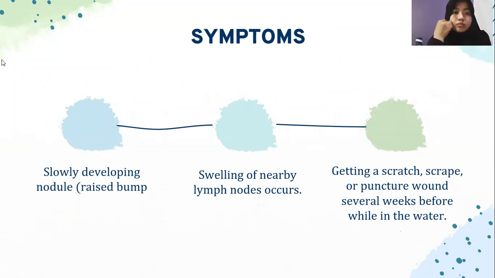Thank you, Habibah. Next, about the symptoms of fish tank granuloma. Typically, a patient may initially notice a small red bump or non-healing red sore on their skin a few weeks after a history of exposure to non-chlorinated water. The symptoms include a slowly developing nodule or raised bump, swelling of nearby limbs, and getting a scratch, scrape, or puncture wound several weeks before while in water. Next.